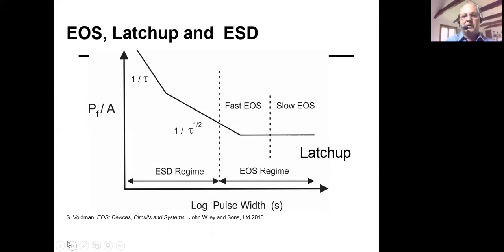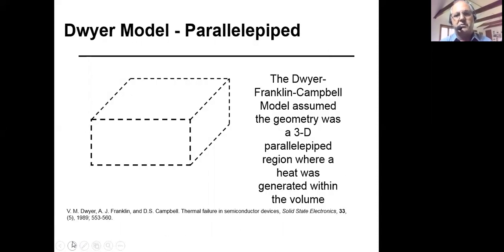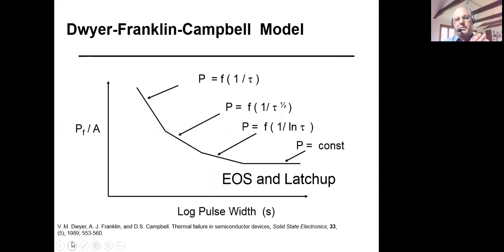But now there's more interest in electrical overstress. The region of the slower time constant is also now thought of as the EOS regime, and there's a slow EOS and fast EOS. And notice that it's penetrating into the 1 over the inverse time region. A three-dimensional model, which has been increasing in popularity, was introduced by Dwyer, Franklin, and Campbell out of England. And what you can see is in that EOS regime, there's a term which is inversely proportional to the log of time.